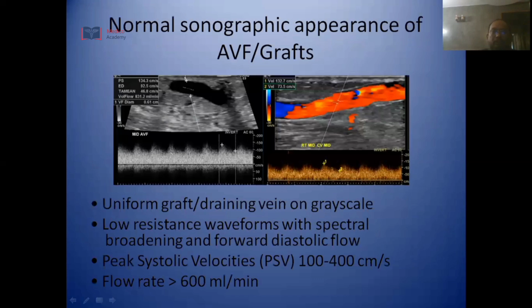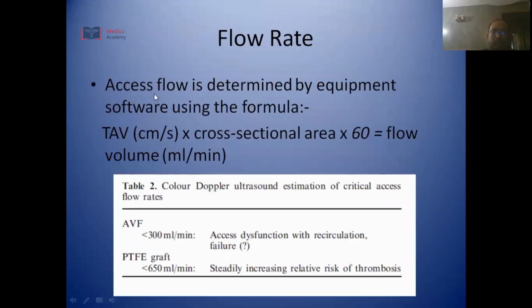This is the normal ultrasound Doppler appearance of the AV graft, where you are able to see a uniform draining vein on the gray scale, and on Doppler you are able to see a low resistance waveform with the peak systolic velocity. If you see, it is around 100 to 400 centimeters per second. Flow rate is 600. How do we calculate the flow rate? Flow rate is calculated by access flow in the determined equipment, and within the equipment you will get this formula: the transarterial velocity and the cross-sectional area into 60. That becomes the flow volume.